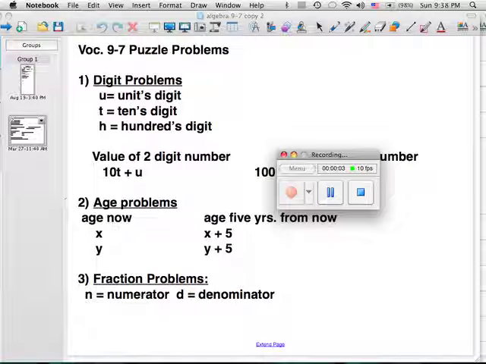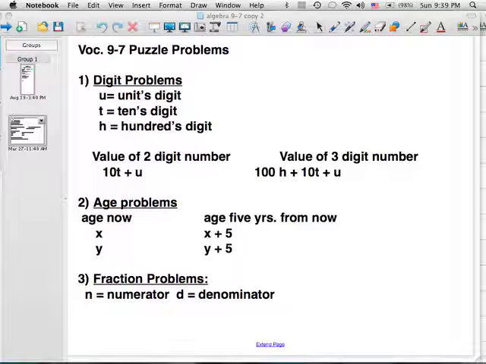We're working on Chapter 9, Section 7, and these are puzzle problems. There are three types of problems you're going to encounter. The first type is a digit problem, where we're trying to find a missing digit. The U will stand for the units digit, the T the tens, and the H a hundreds digit.